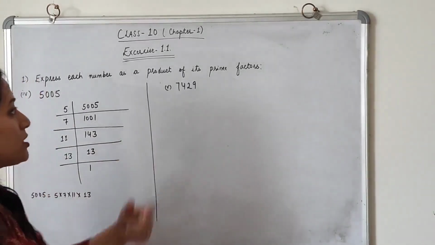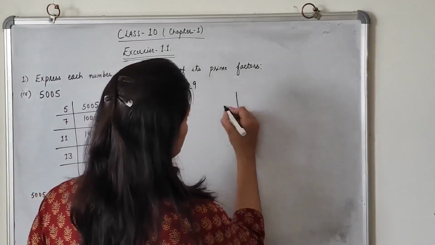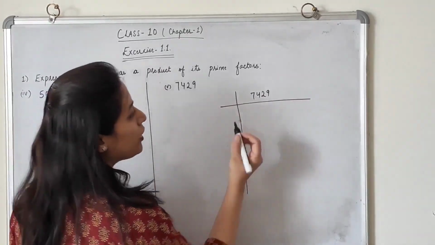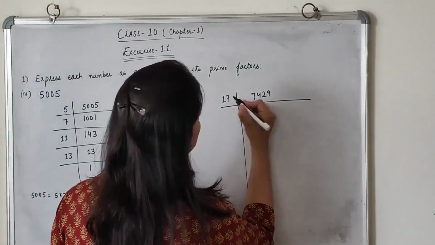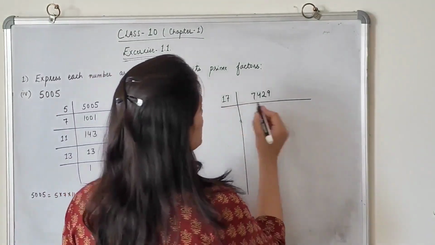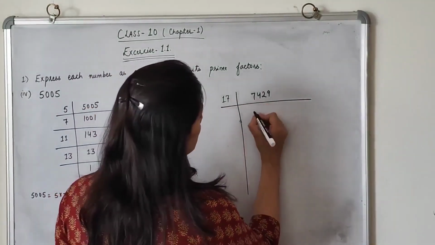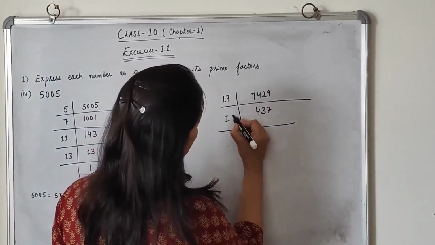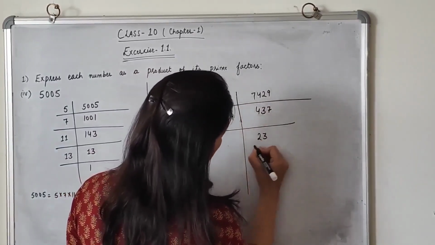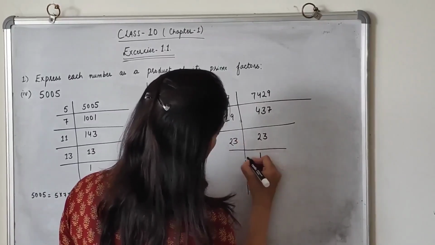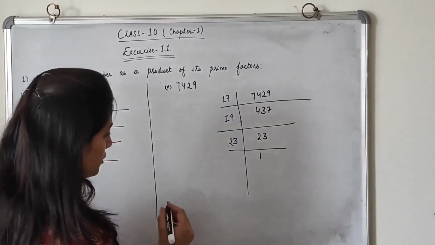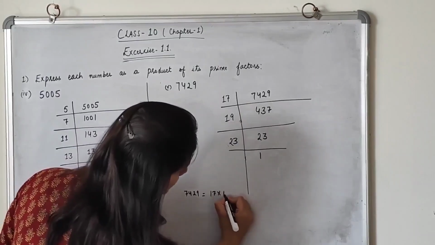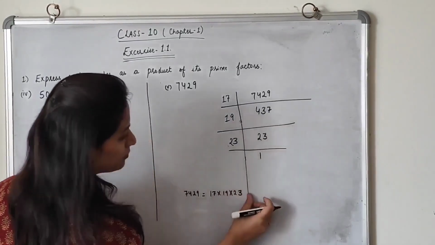And we have next question 7429. Find the prime factors of 7429. So 7429 is a number which is divisible by 17, right? This will give 437, and this number is divisible by 19, gives 23. 23 ones are 23. So what are the prime factors of 7429? 17 cross 19 cross 23.